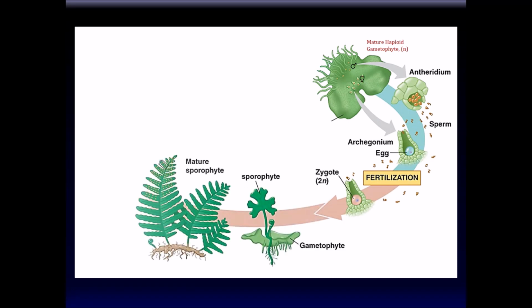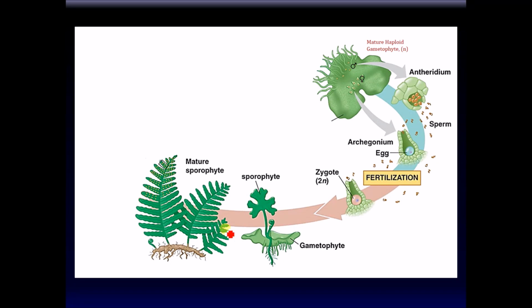So let's look at the life cycle of ferns in a little bit more detail. What you see over here is a mature haploid gametophyte. This is a very small structure, and this structure has both male and female parts. The male part is called the antheridium, and it produces the sperm. And the female part is called the archegonium, which produces the egg. This is very similar to the life cycle of mosses that we have seen before. In fact, the terminology is the same. When it rains, it allows the sperm to swim to the egg, and fertilization occurs. The fertilization results in a diploid zygote. And it is this zygote that grows into a new diploid sporophyte.